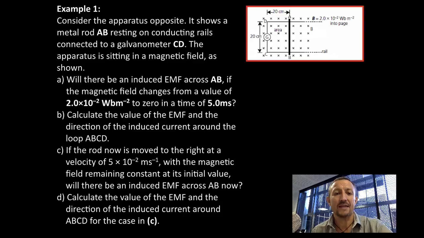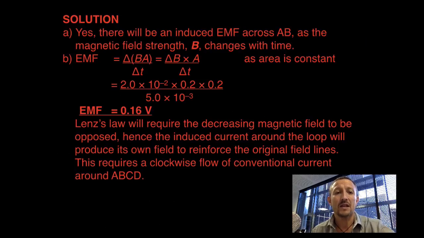Secondly, we're asked to calculate the value of the EMF and the direction of the induced current. Well, to calculate the value of the EMF, we're going to use delta psi over delta t. So we know that we've got 2 times 10 to the negative 2 times the area in which we happen to be in, because remember that is flux. So we've got to work out the flux using B and A. We know the field strength is 2 times 10 to the negative 2, and we know the area is 0.2 times 0.2. We know the time that it took is 5 times 10 to the negative 3 seconds. Remember, it's in milliseconds. So we calculate all that through, and the EMF comes out as 0.16 volts.